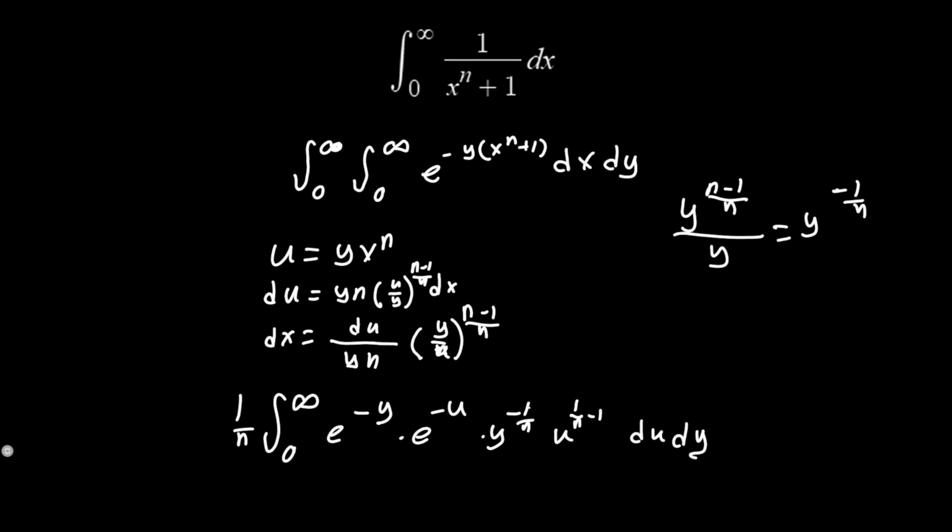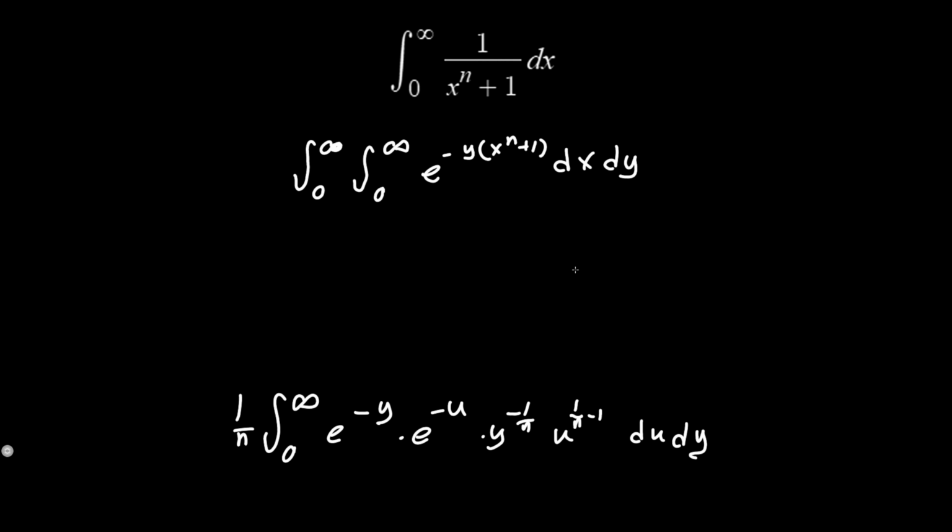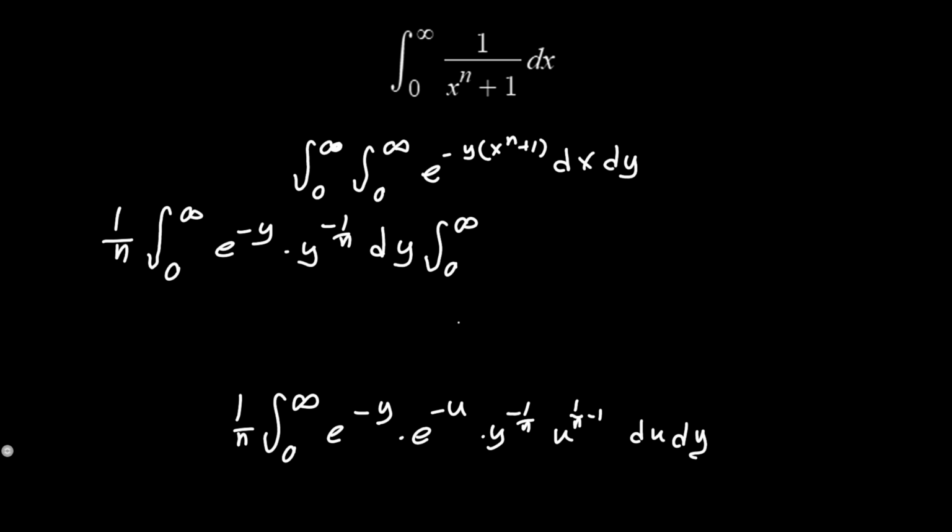Okay, so now we have an integral with u and y. So we can pretty much write this as a product of two integrals, okay? And I will write this as 1 over n times the first integral, which is in y. So we have e to the negative y times y to the negative 1 over n dy, right? And since we have u, it's going to be multiplied by the integral from 0 to infinity of e to the negative u times u to the 1 over n minus 1 du.